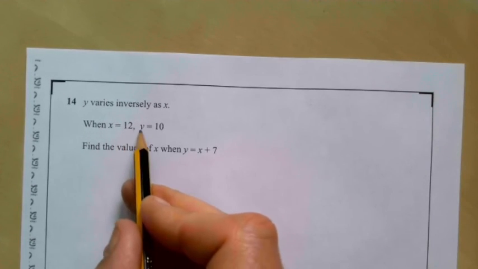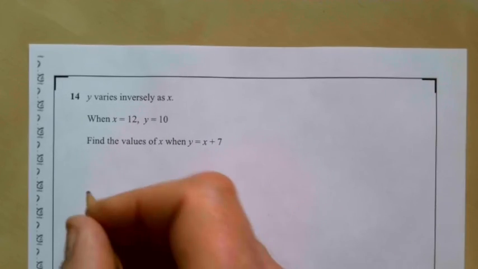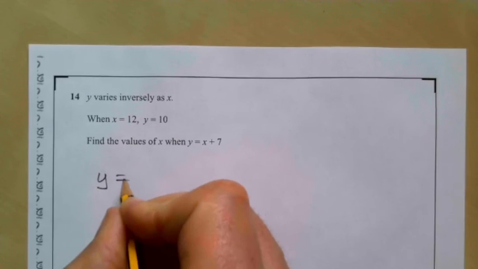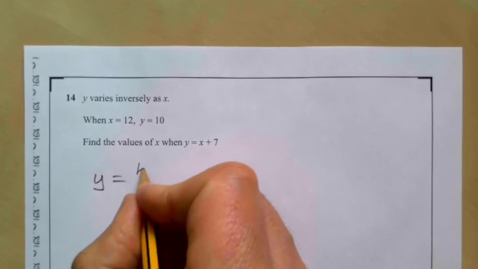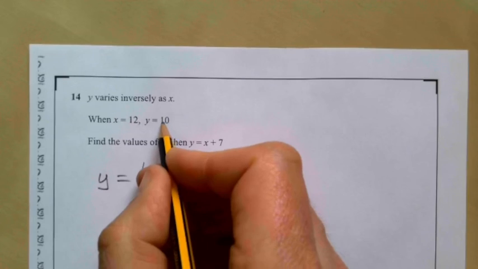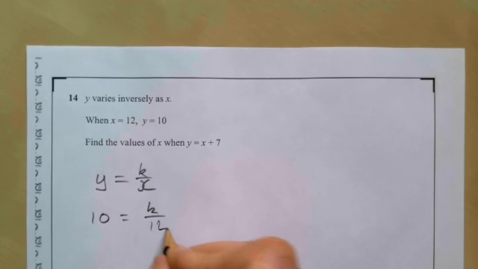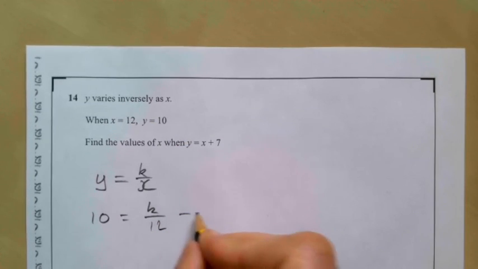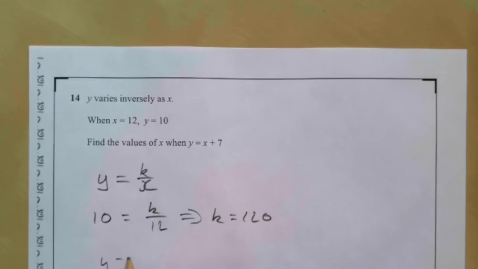Y varies inversely as x. When x is 12, y is 10. Find the values of x when y equals x plus 7. So y inversely as x, so it's going to be k over x. We know when x is 12, y is 10, so 10 equals k over 12. So that means times both sides by 12 that k is 120. So y is 120 over x.